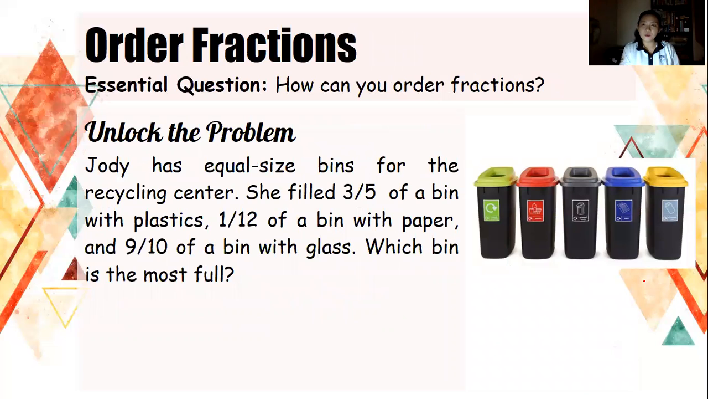So this one, we will now try to order fractions using our idea of equivalent fractions and the methods that I've discussed just a while ago. So we have an introductory problem. Jody has equal sized bins for a recycling center. She filled 3/5 of a bin with plastics and 1 out of 12 of a bin with paper. Then, we have 9 out of 10 of a bin with glass. Which among the bins is the most full?